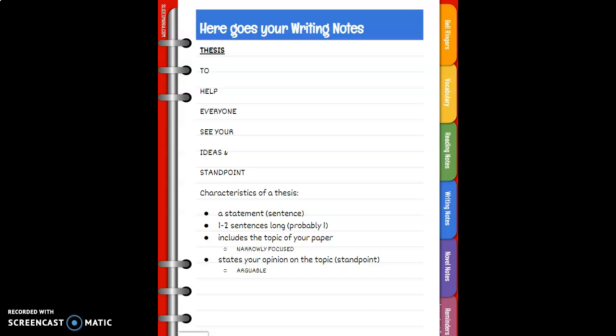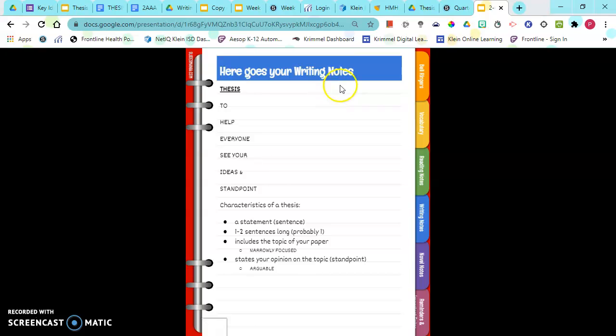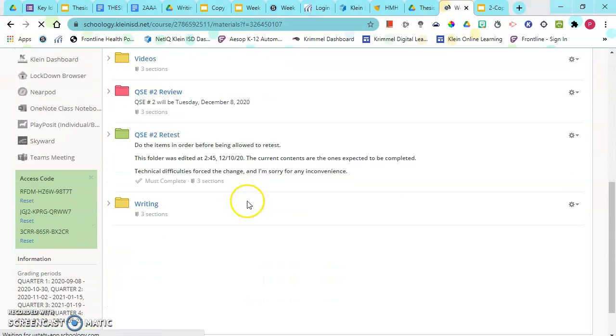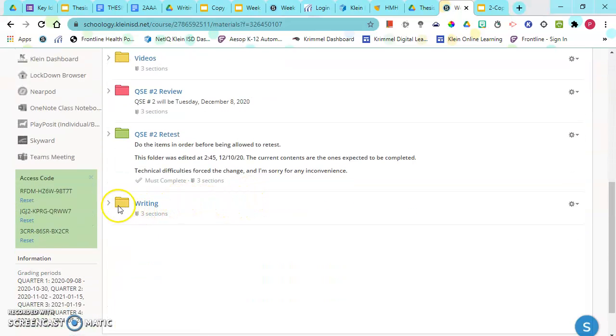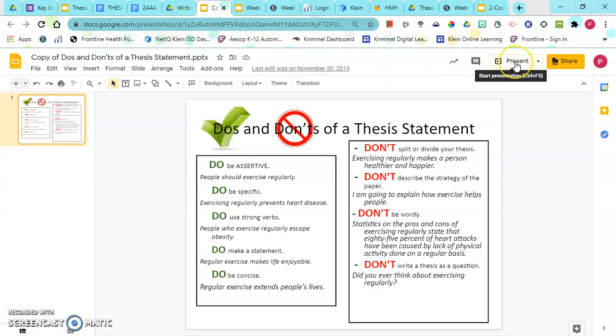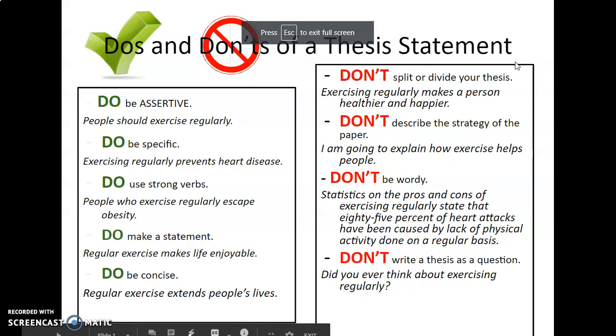I would like you now to go to Schoology, please. And in Schoology, in the December 7th folder, you will see at the bottom a writing folder. Inside there is a poster called The Do's and Don'ts of a Thesis Statement. Open that with me, please. These are the do's and don'ts of a thesis statement.